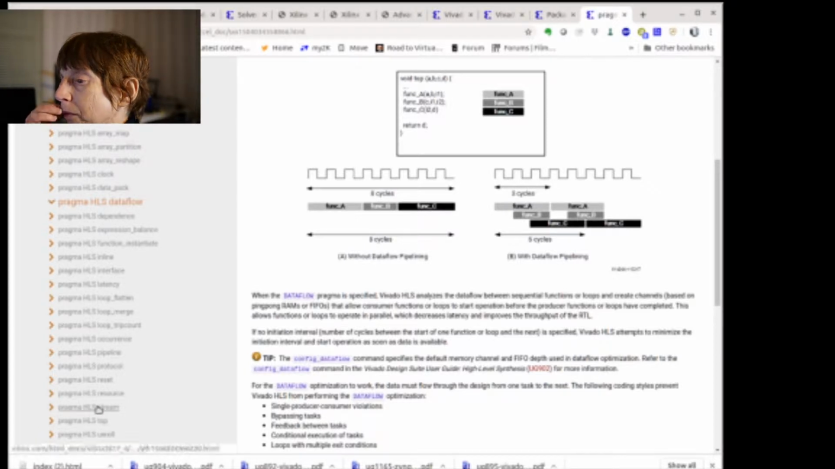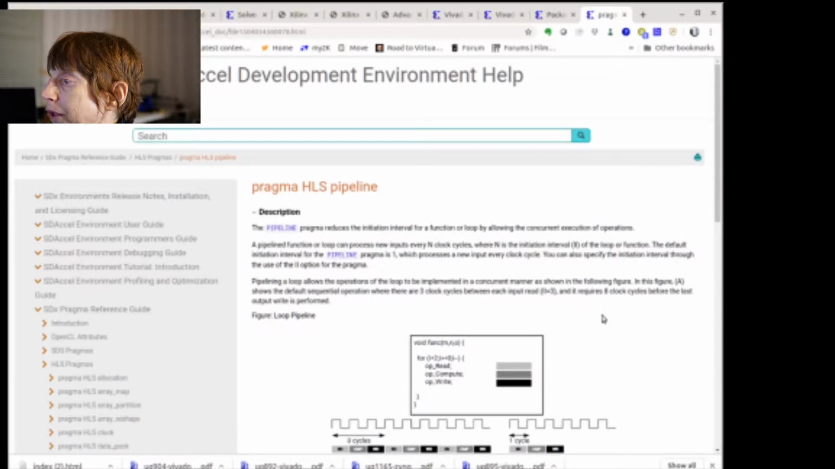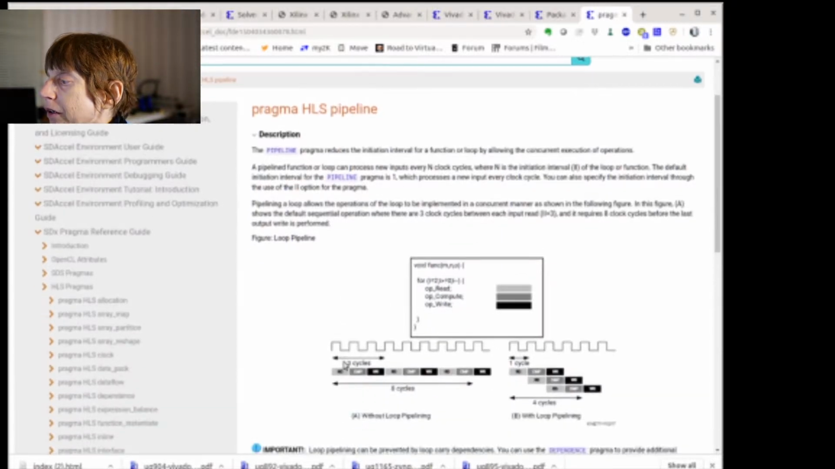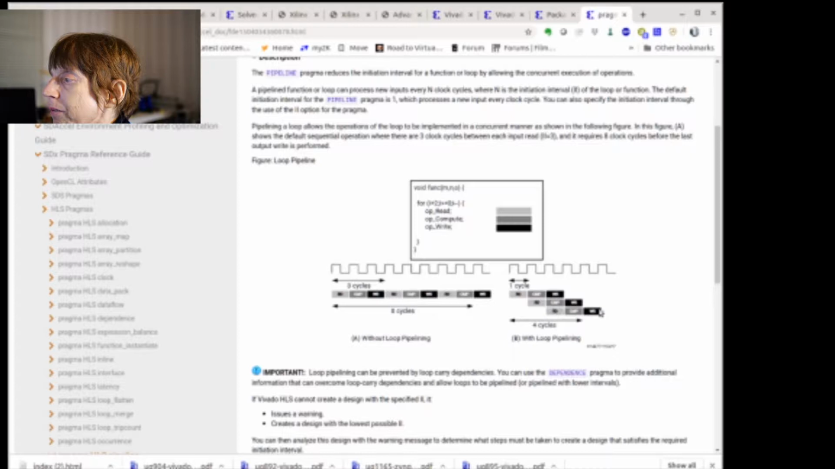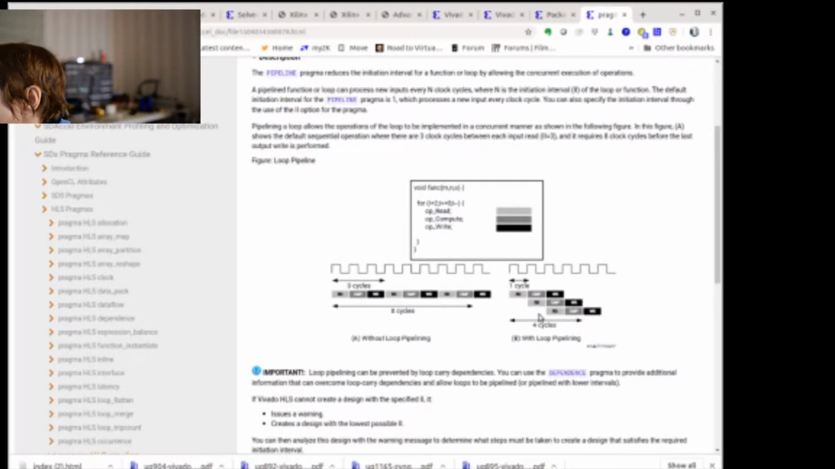The other one is pipeline. And pipeline is also, remember we talked about the initiation interval, and that's how long it takes before you can work on the next piece of data. So, again, this is concurrency, and you can see here how you can read, you can see it's starting the next read. So they're similar. They're not exactly the same.